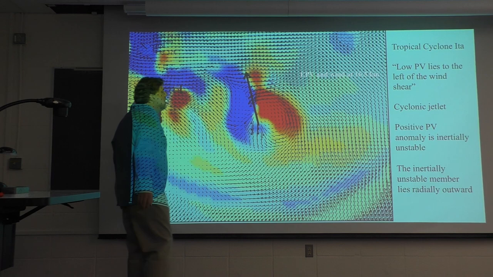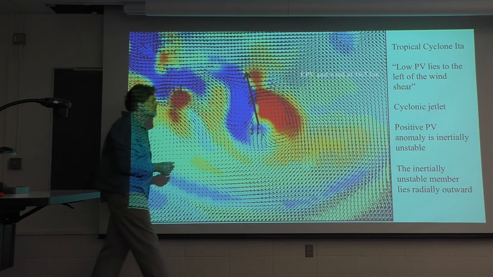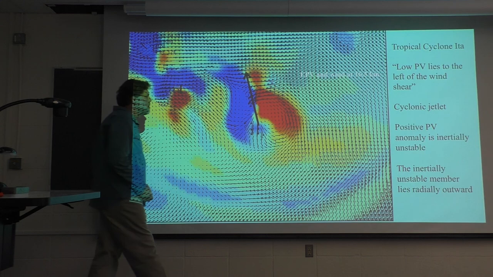So around the low and mid-levels, the flow goes this way. But at upper levels, it should be anticyclonic, which is clockwise in the southern hemisphere. Or this is the shear vector in the low. PV does lie to the left. That works. That's the tilting perspective.